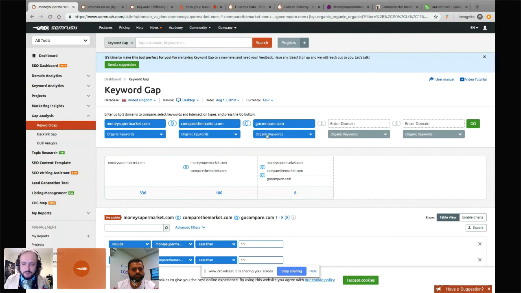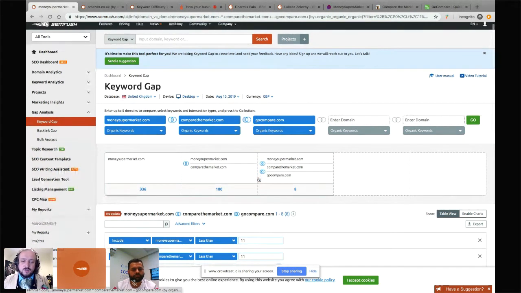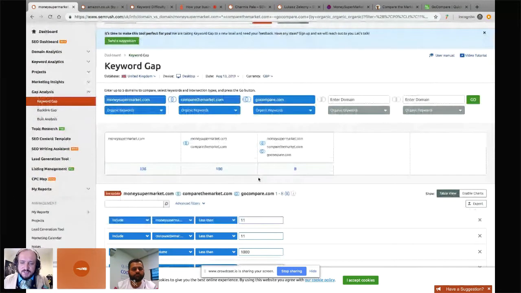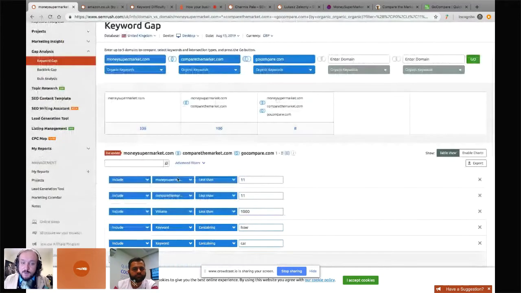GoCompare is not. And you will get a list of lots of random keywords. So just to make this a little more consistent, I said, okay, I want to include only these keywords where Money Supermarket is ranking on position less than 11. So first to 10. Then Compare the Market, same story. I want only where they are ranking between 1 and 10. So first page. So we have two conditions.